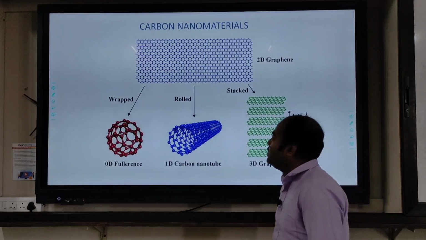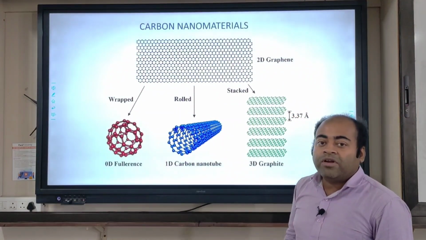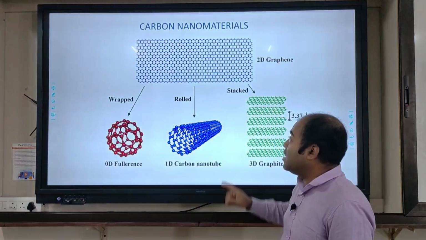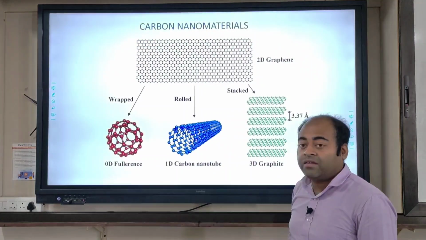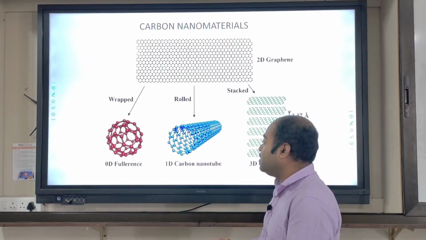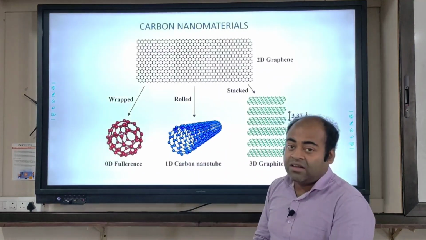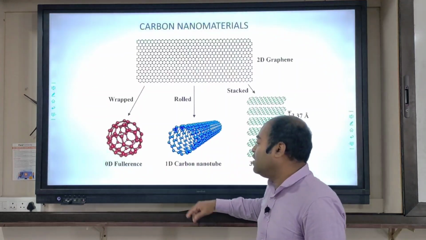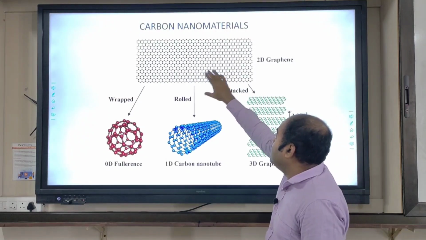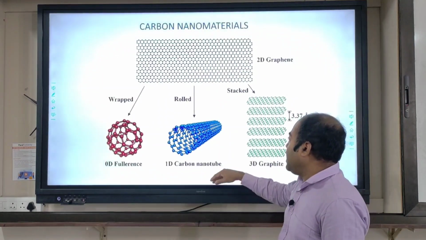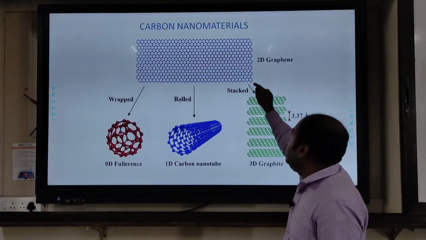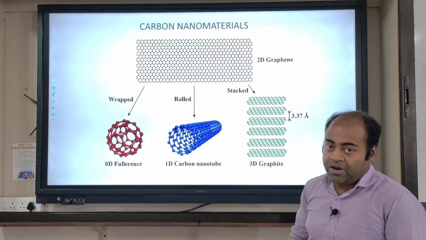Next, the carbon nanomaterials. Now we know that carbon in its sp2 hybridized form is stable in the form of a hexagonal honeycomb sheet. If this hexagonal honeycomb sheet is wrapped in the form of a cage structure, then it is known as the fullerene, and it is 0 dimensional. The 1 dimensional carbon nanomaterial is where the sheet is rolled, and when this sheet is stacked one after another, it is the 3D graphite, and the sheet itself is known as graphene.